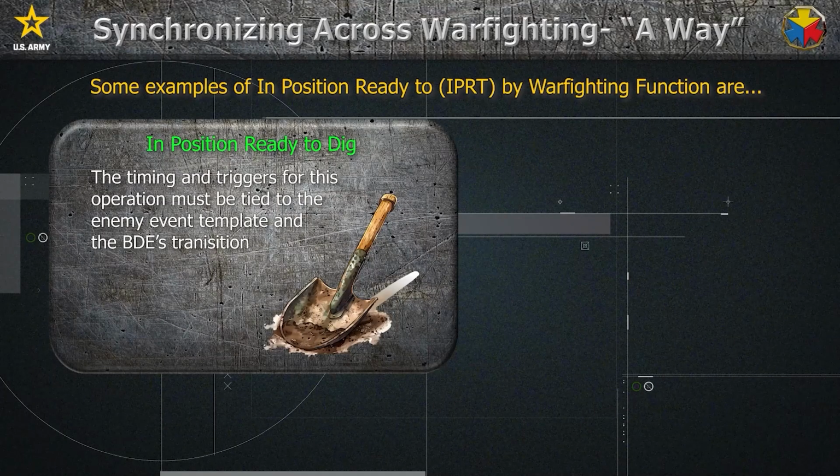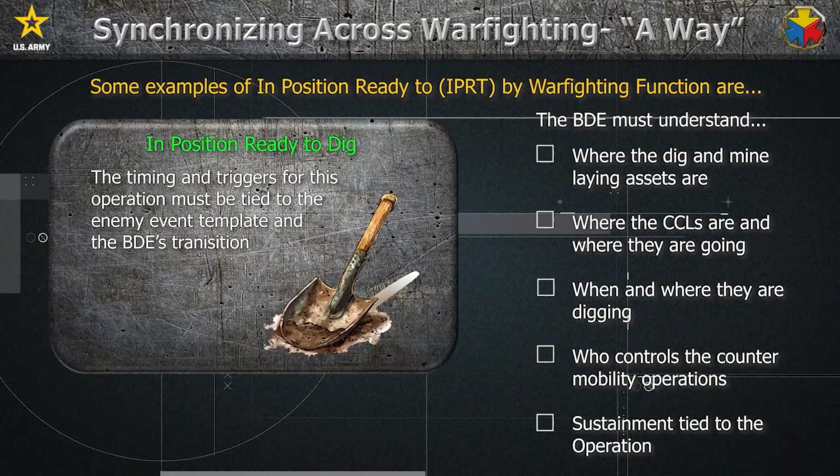In position ready to dig. The timings and triggers for this operation must be tied to the enemy event template and the brigade's transition. The brigade must understand where the dig and mine laying assets are, where the CCLs are, and where they're going, when and where they're digging, who controls the counter mobility operations, and the sustainment tied to this operation.